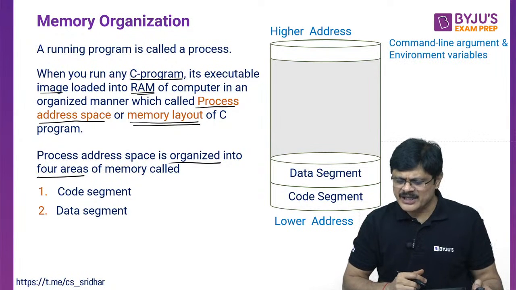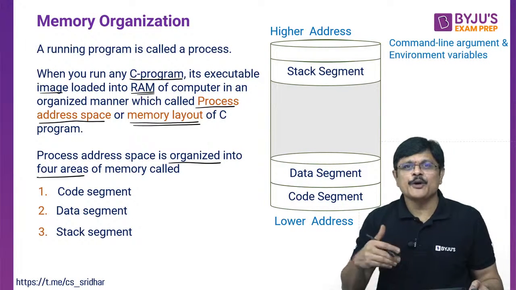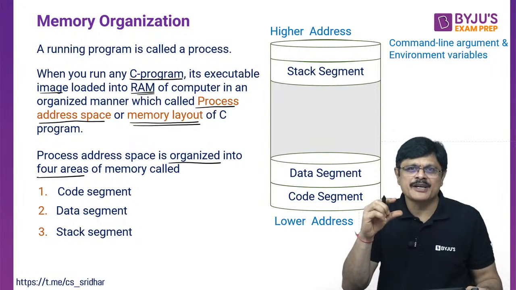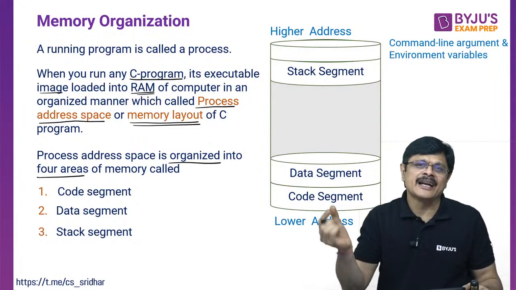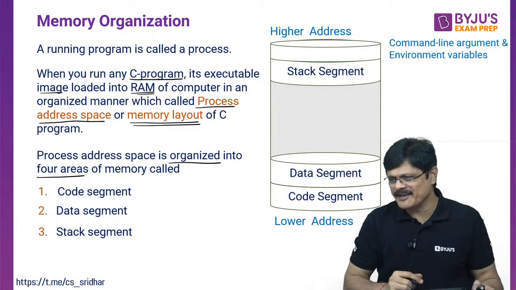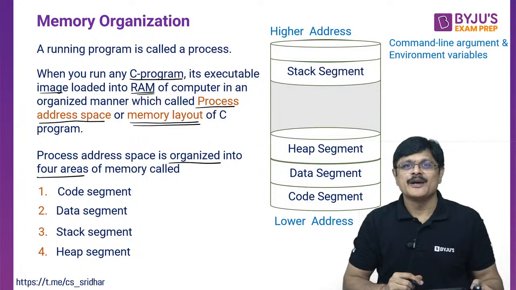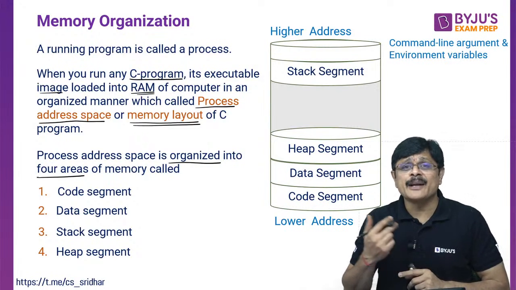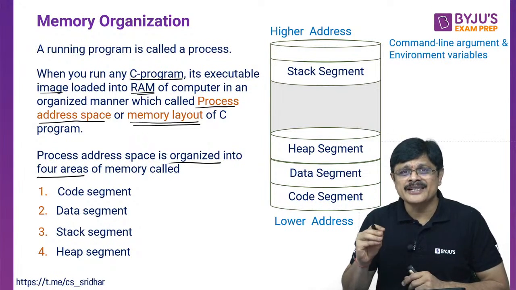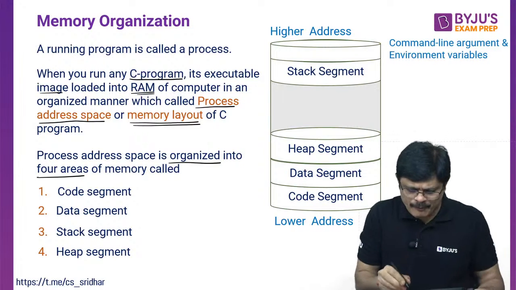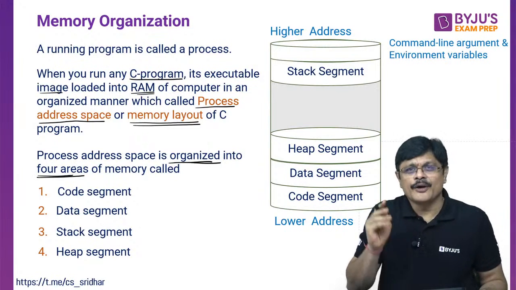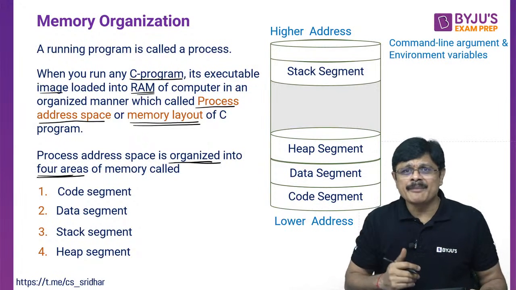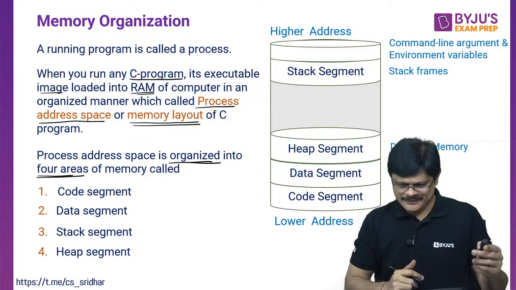The next one is the stack segment. Whenever you call functions repeatedly, for each function one activation record is created and pushed onto the stack segment. Then comes the heap segment. When you create variables using pointers, dynamically allocated memory will be stored under this heap. So these are the 4 main areas in which the executable image is stored in the main memory, or RAM.